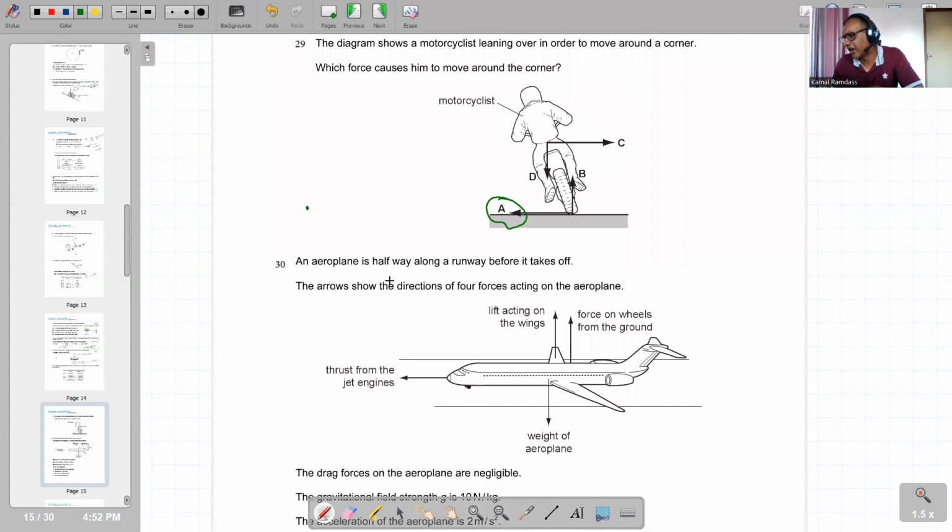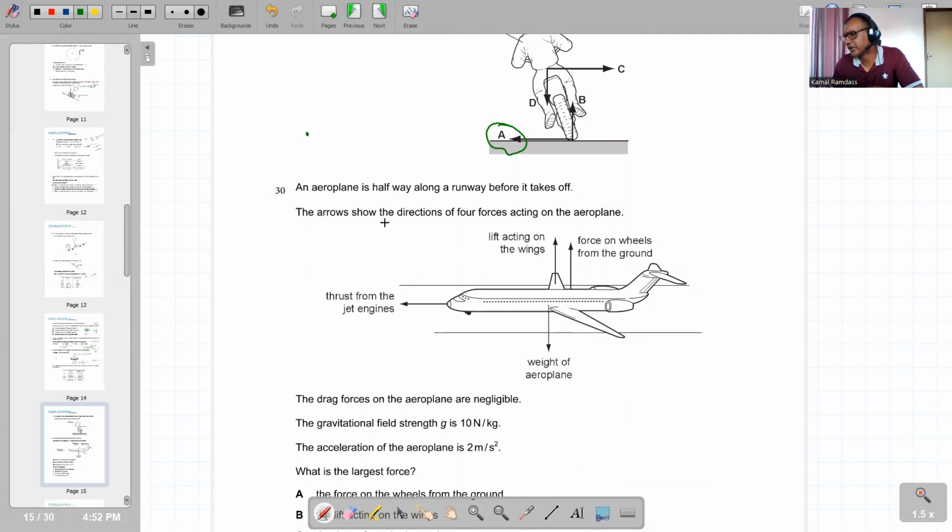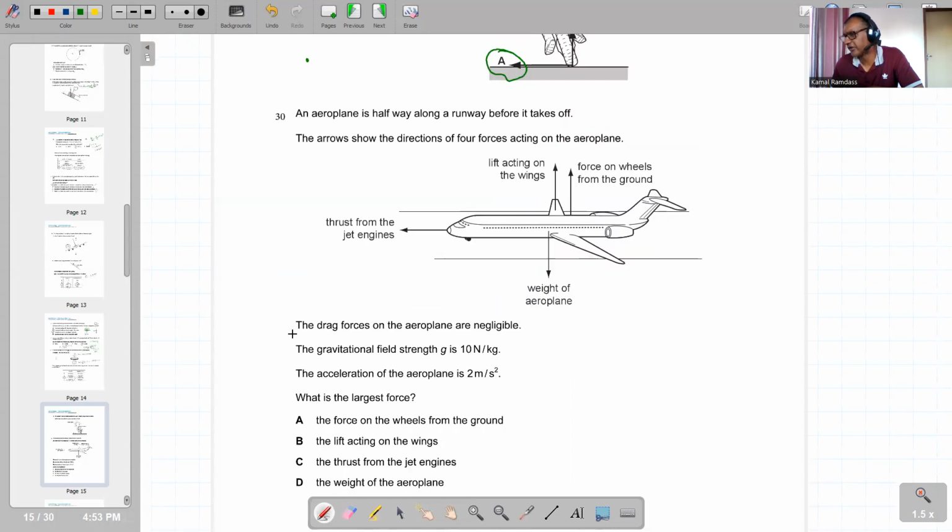An aeroplane is halfway along a runway before it takes off. The arrows show the direction of 4 forces acting on the plane: lift acting on wings, weight of the aeroplane, force on wheels from the ground, thrust from the jet engines. The drag forces on the aeroplane are negligible. The gravitational field strength is 10 Newton per kilogram. The acceleration of the plane is 2 metres per second squared. What is the largest force?